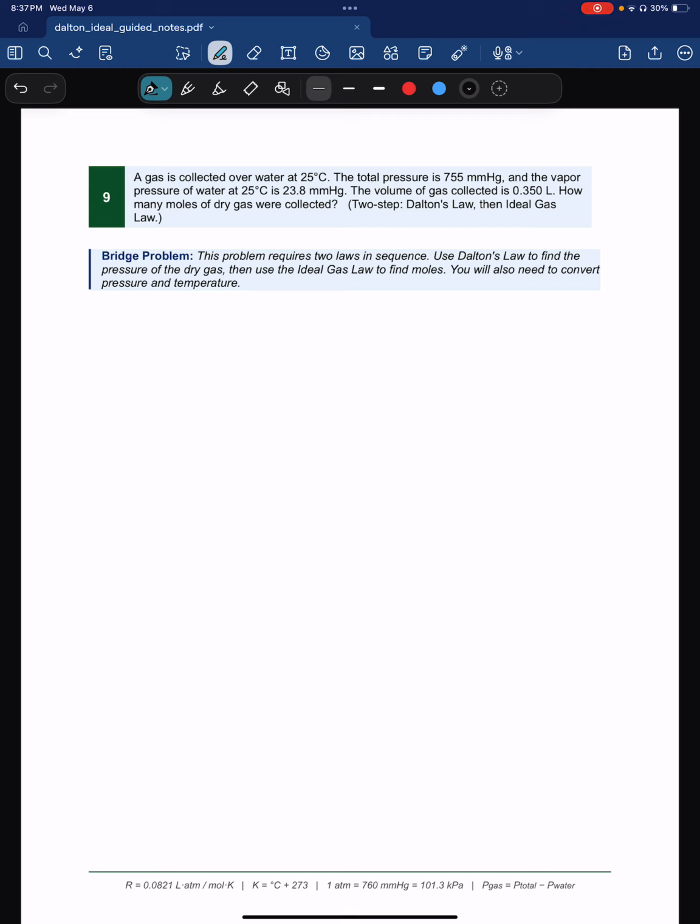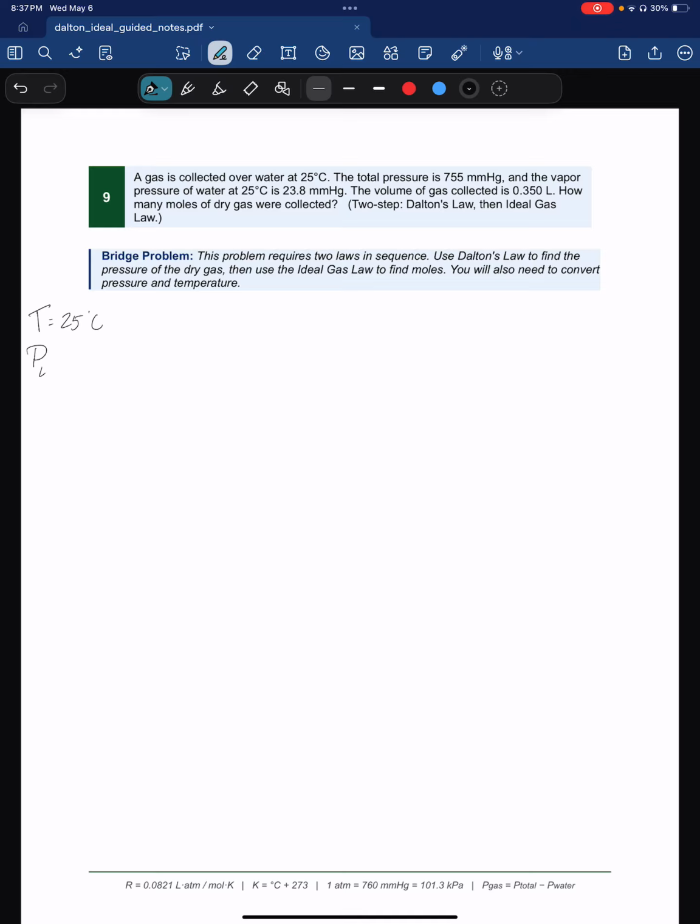All right. Let's go ahead and read this. A gas is collected over water at 25 degrees Celsius. The total pressure, I'm actually going to fill this out as I go. The temperature is 25 degrees Celsius.